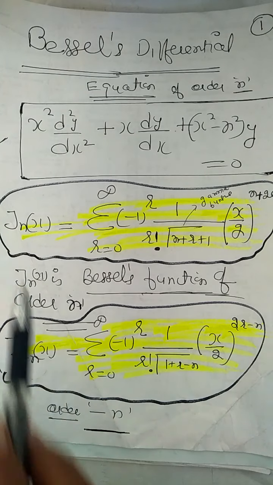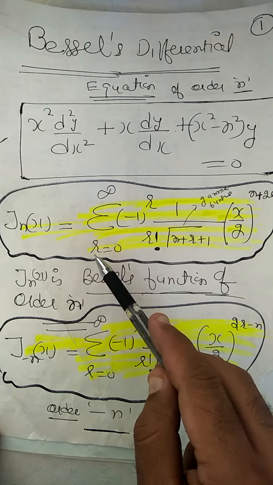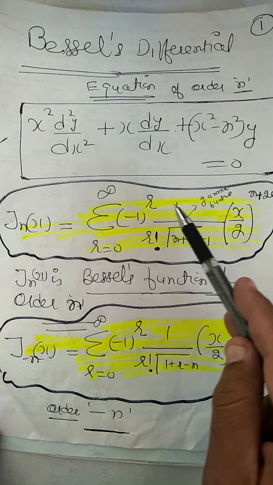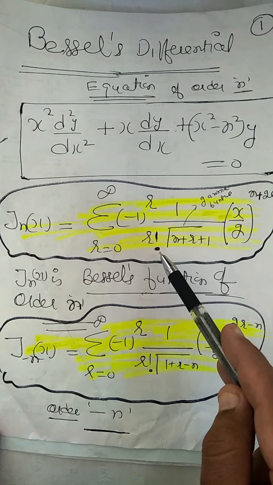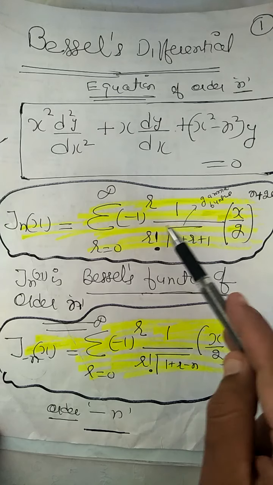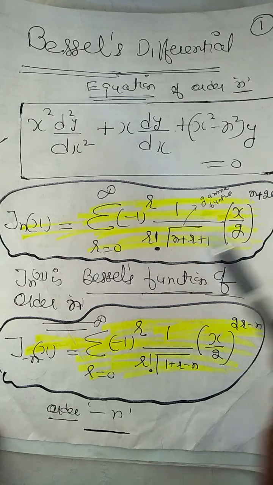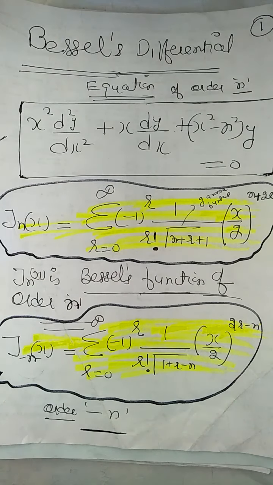Jn, the Bessel function, by definition is given by the summation r equal to 0 to infinity of minus 1 raised to the power r, divided by r factorial, this being the notation of the gamma function, gamma of n plus r plus 1, into x by 2 raised to the power n plus 2r. This Jn is called the Bessel function of order n.